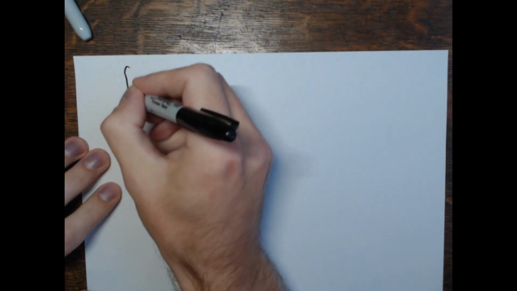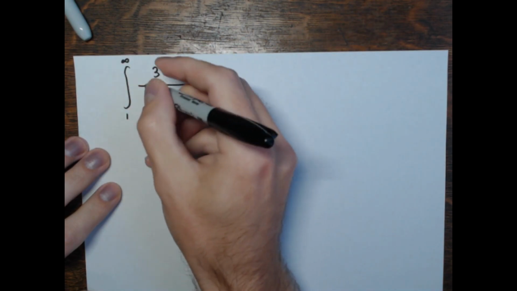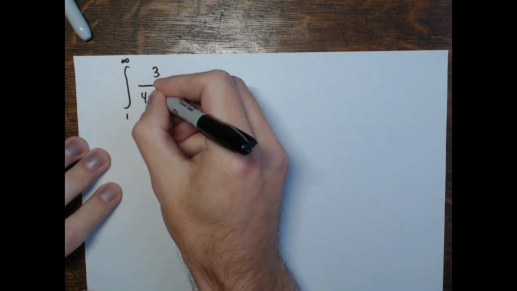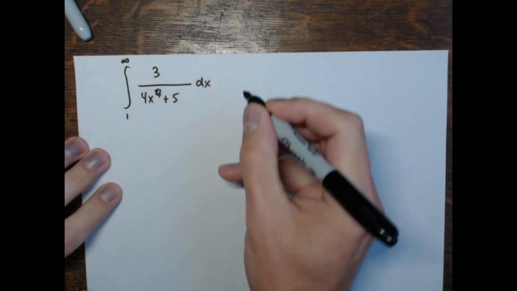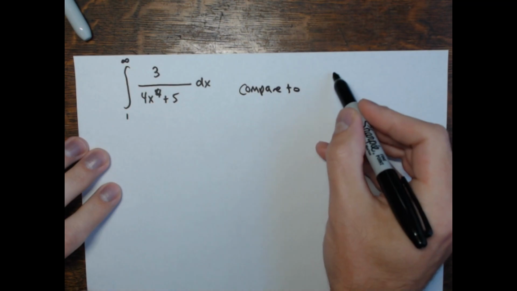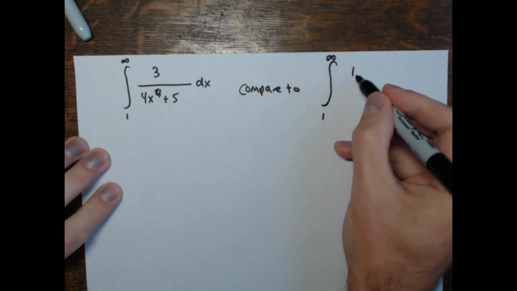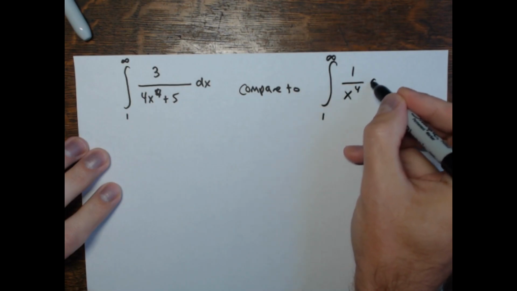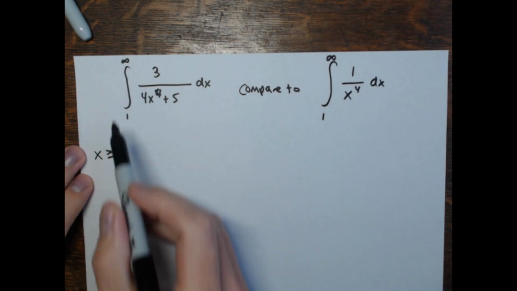Anyway, so back to the paper. We have the integral from 1 to infinity of the original, 3 over 4x to the fourth plus 5, dx. And we're asked to compare to the integral from 1 to infinity of just 1 over x to the fourth. Now, we're on this interval where x is greater than or equal to 1.